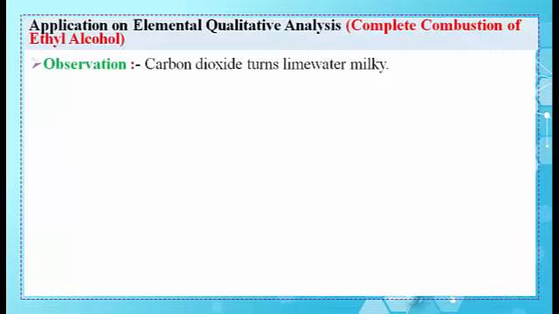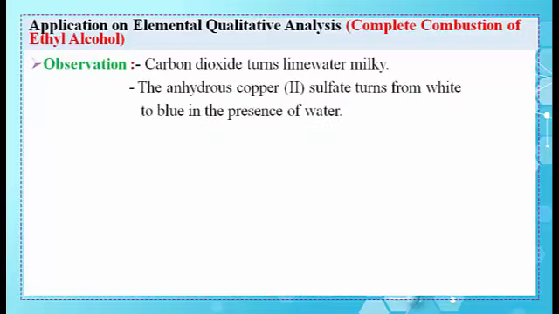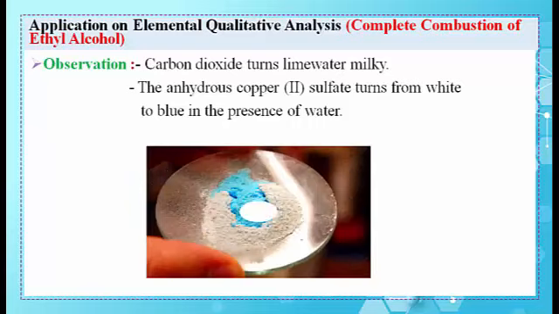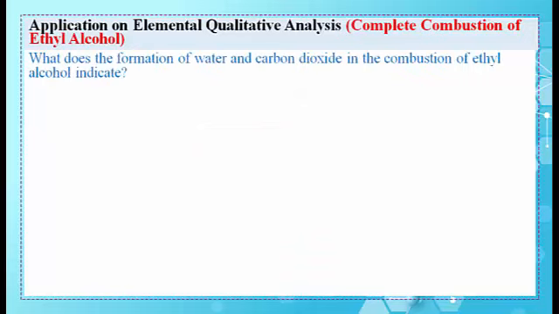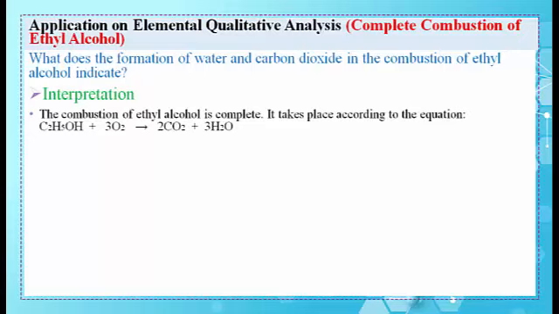What we observed in this video is that carbon dioxide turns lime water milky, and the anhydrous copper 2 sulfate, anhydrous meaning without water, turns from white to blue in the presence of water. What does the formation of water and carbon dioxide in the combustion of ethyl alcohol indicate? The combustion of ethyl alcohol is complete.